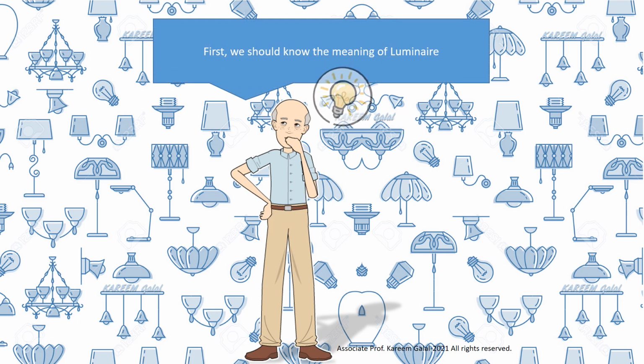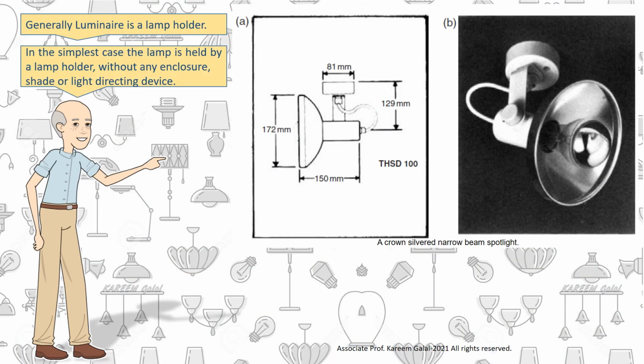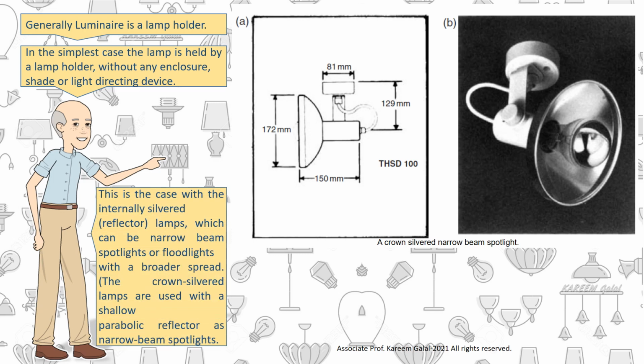First, we should know the meaning of luminaire. Generally, luminaire is a lamp holder. In the simplest case, the lamp is held by a lamp holder, without any enclosure, shade or light directing device. This is the case with the internally silvered reflector lamps, which can be narrow beam spotlights or floodlights.